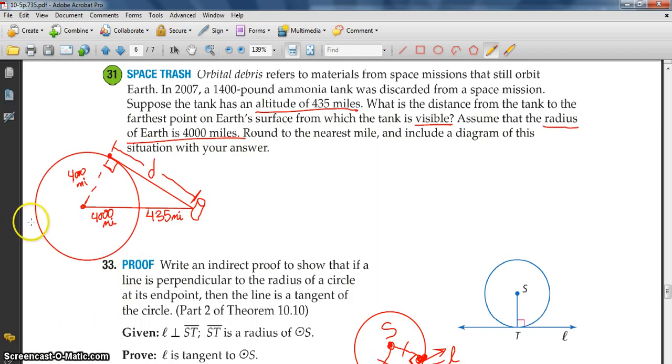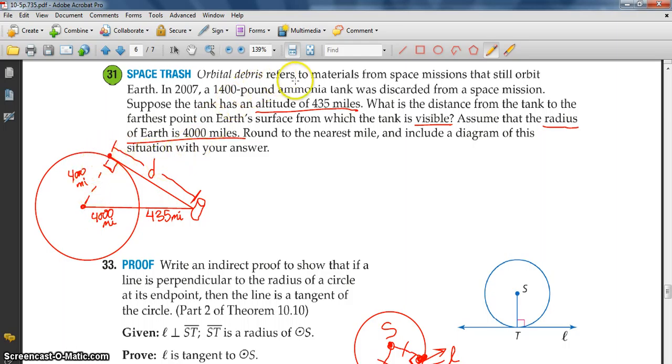So I've made my diagram here. Here is the tank, 435 miles altitude, so that's above the surface of Earth. Earth has a radius of 4,000 miles, either going this way or this way, to a point of tangency.